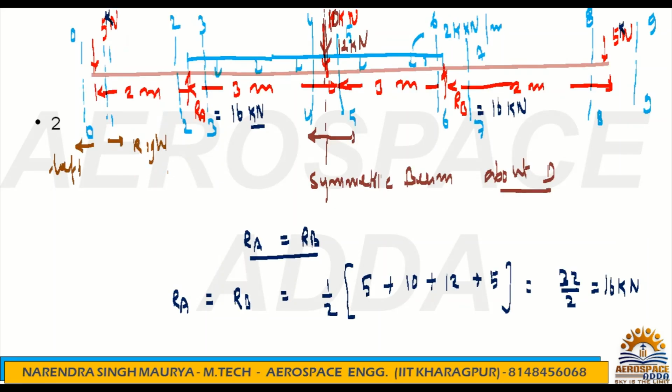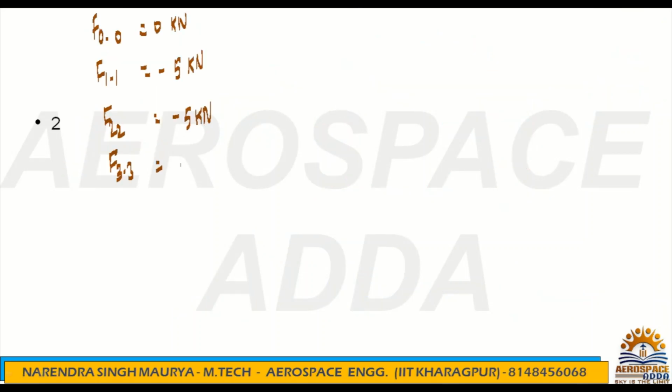Where is the F33? It's just after RA. So if you are talking about F33, how many forces do we have? We have RA and this 5 Newton. This 5 Newton is what? Downside, so minus, and this RA is going upward, so this is plus. And what is the RA value? Just now you have calculated 16 kilonewton. So this value will be 11 kilonewton.